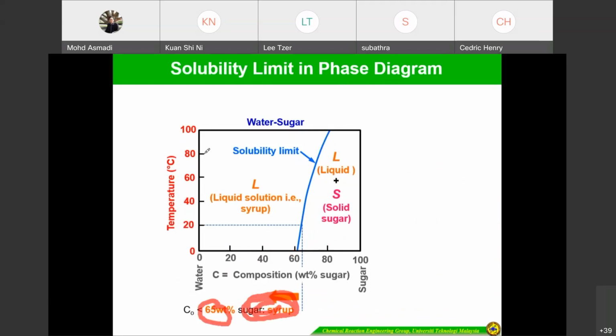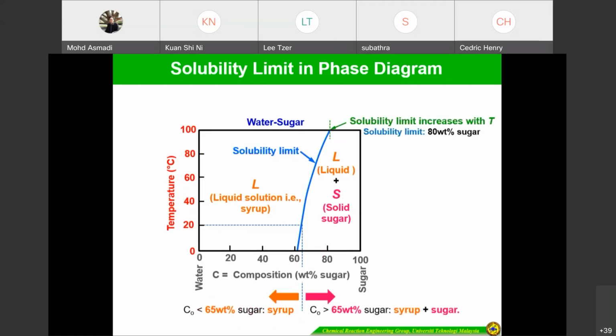When you increase the, for example, this one, 80%. If you add about 80% of sugar, so it increases. You have to remember that when you increase the temperature, the solubility also increases, about 80%. For different components it is different. This one is only for water and sugar.